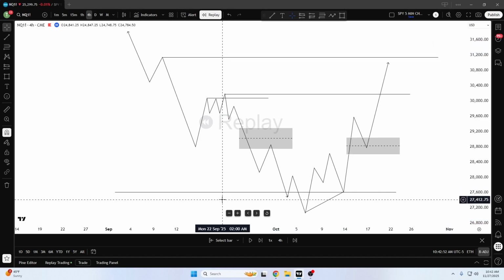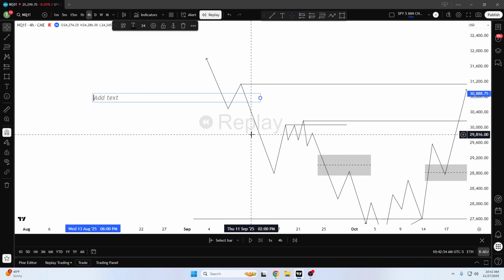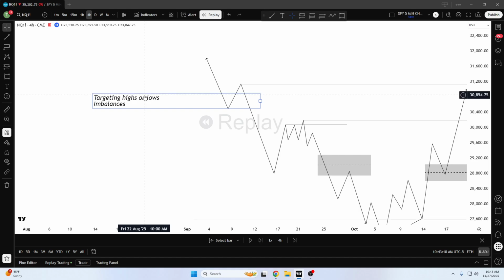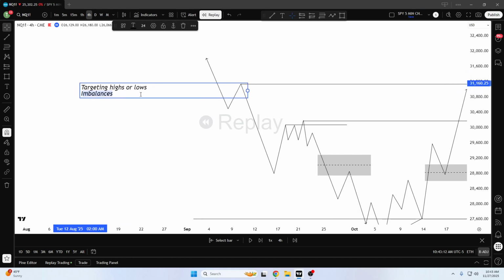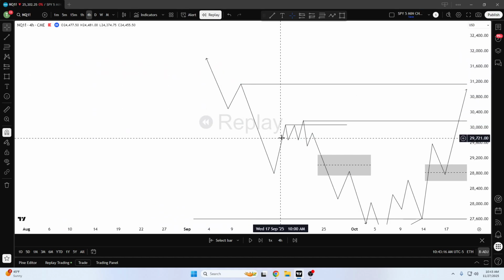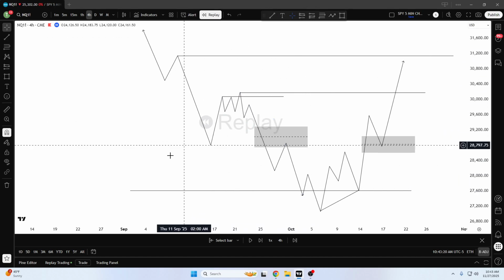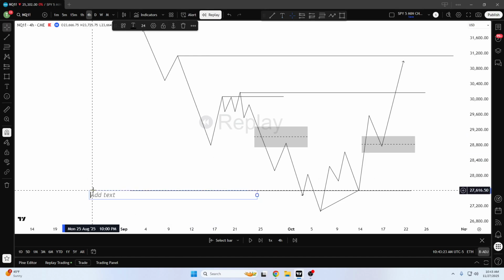So liquidity could be doing two things. It could either be targeting highs or lows of candles, or it's going to target imbalances. This is obviously going to be referred to as BPRs, fair value gaps, volume imbalances. We are going to get into the imbalances part in the next one. But for right now, we're going to focus on just simple market structure and basically just targeting highs and lows, right?